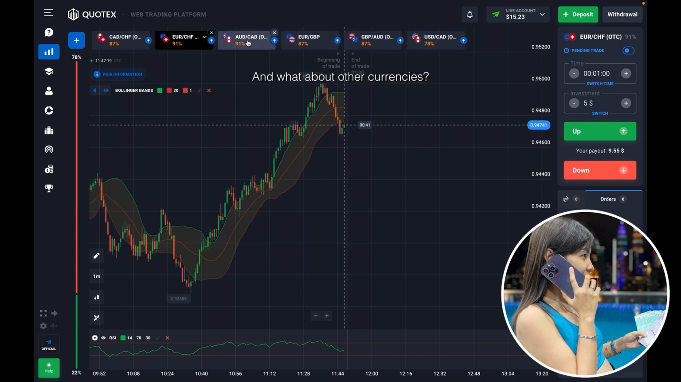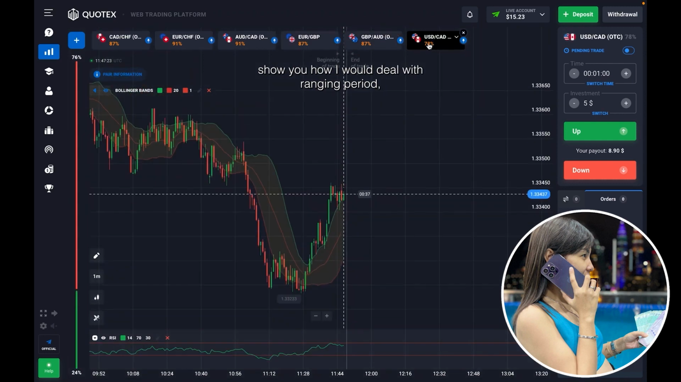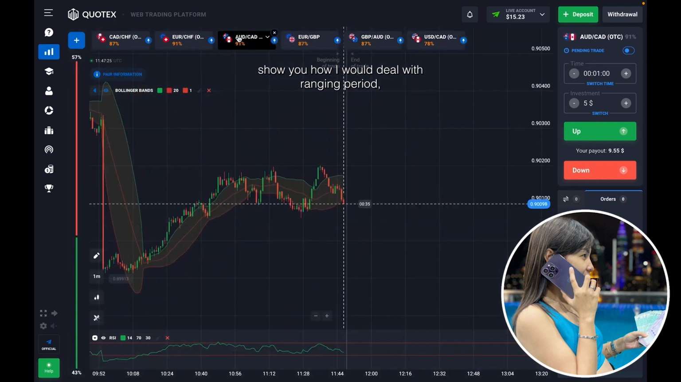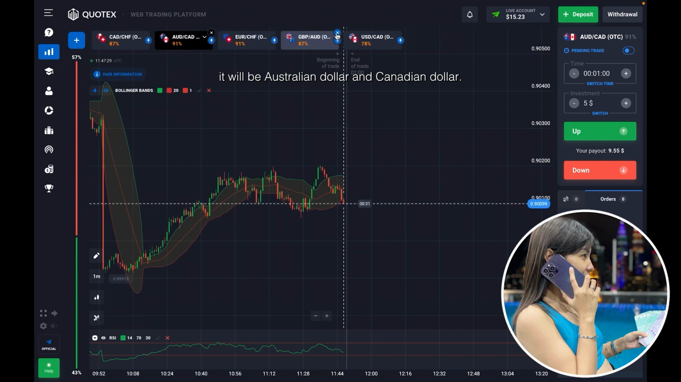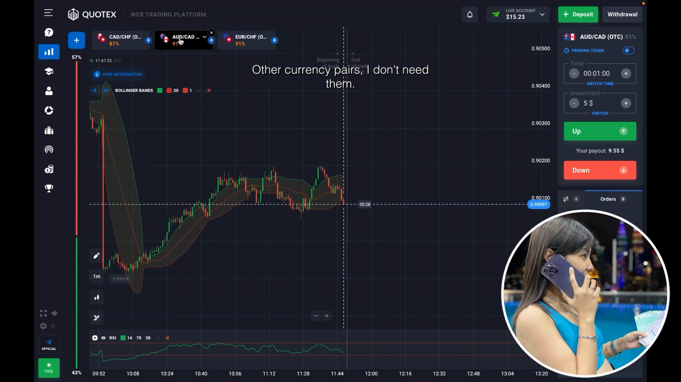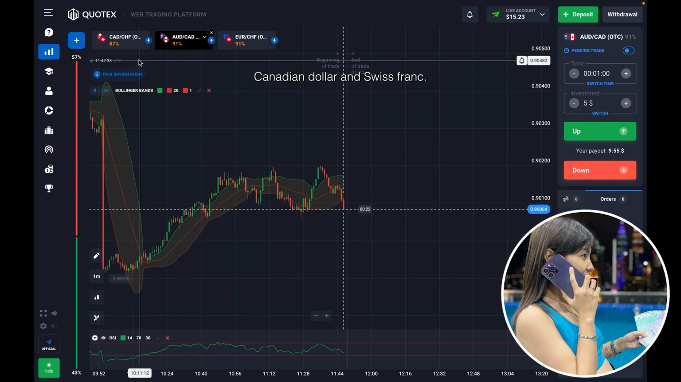Yes, what about other currencies? I think I would like to choose something with a ranging period just to show you how I would deal with the ranging period. And it will be Australian dollar and Canadian dollar. So, 3 currency pairs, other currency pairs I don't need, and yes, let's deal with the list of currencies. And I would start with the Canadian dollar, New Zealand franc.